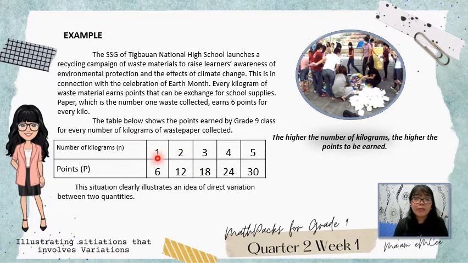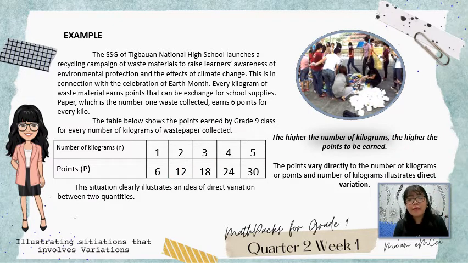Try to look at this one. Upon collecting 1 kilogram, they have earned 6 points. Now how about when they collect 5 kilograms? They have earned 30 points, which is way higher than the 6 points they earned. So the points vary directly to the number of kilograms, or points and number of kilograms illustrate direct variation.